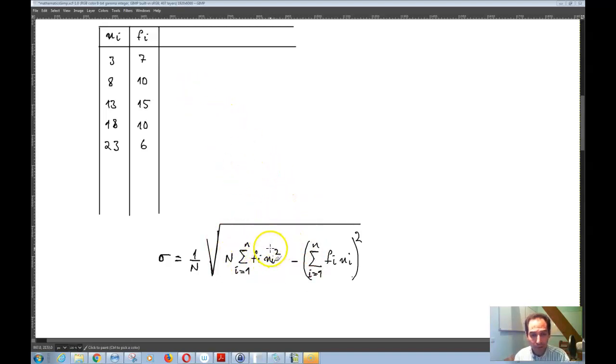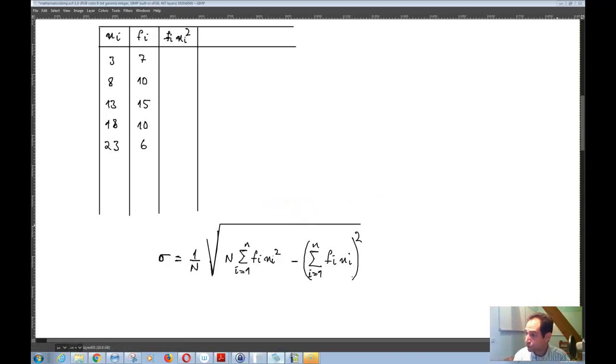So for example, f of i times x of i squared would be equal to, for example, 7 times 9, which is equal to 63.